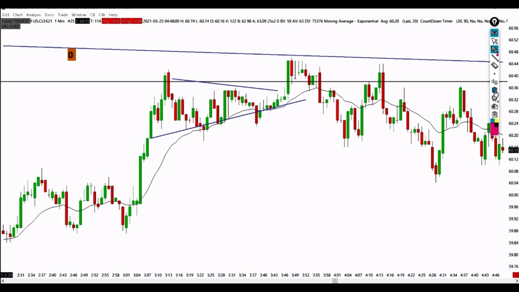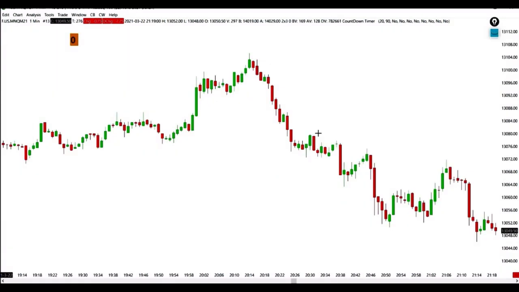So let's go to another setup. Here is the next setup, guys, and this setup is pretty much called a volume break.